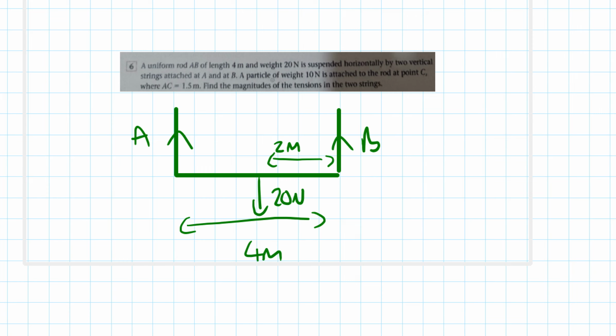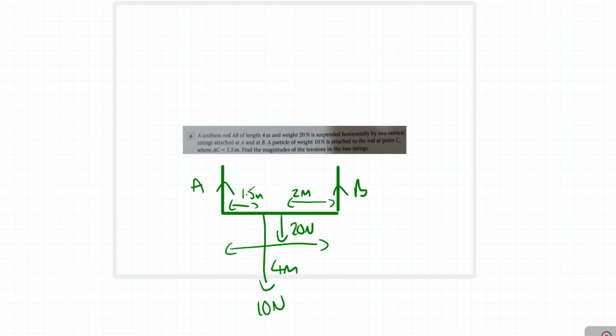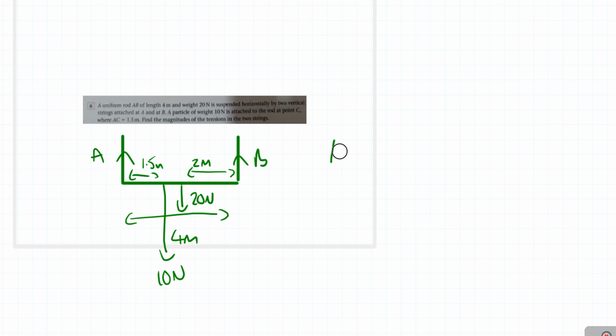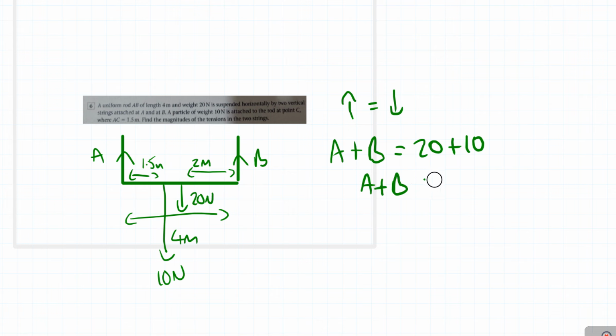And then finally we're given a particle of weight 10 newtons attached to the rod at point C where AC is 1.5. So AC is 1.5 puts it this side here. This is 10 newtons and this is 1.5. And our goal here is to find the tensions in the 2 strings. So the first thing we do is say that up equals down. So A plus B is equal to 20 plus 10. So A plus B is equal to 30 newtons.